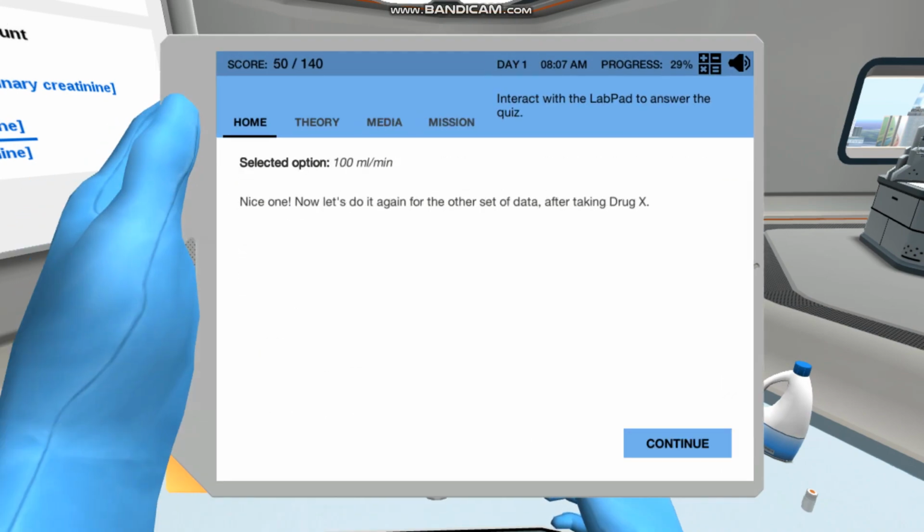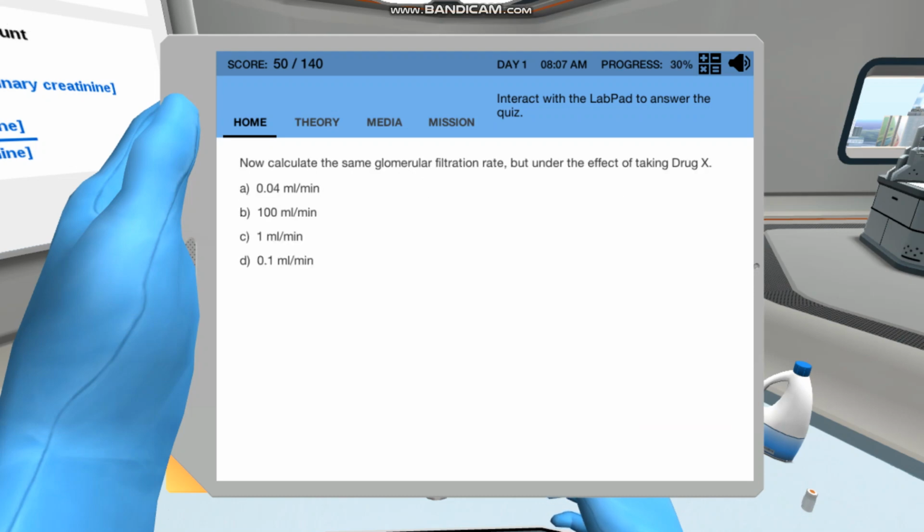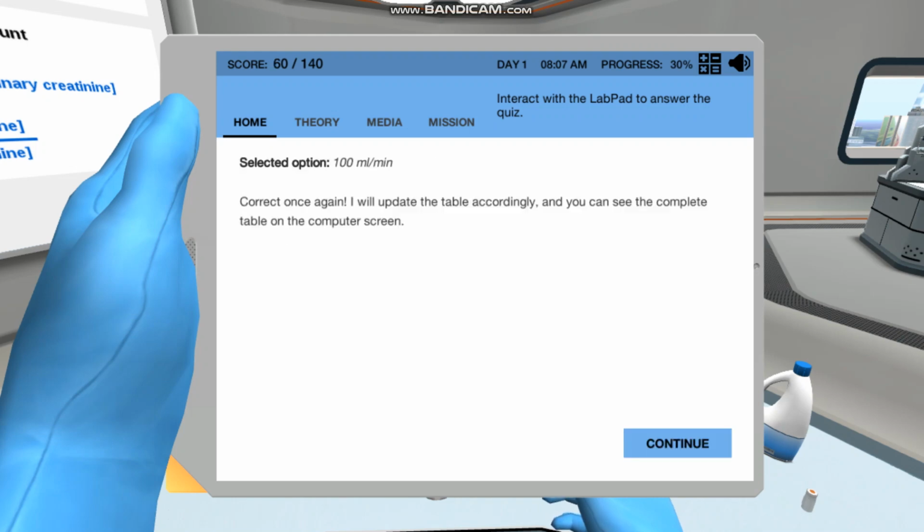Nice one. Now let's do it again for the other set of data, after taking drug X. Now calculate the same glomerular filtration rate, but under the effect of taking drug X. Correct once again. I will update the table accordingly, and you can see the complete table on the computer screen.